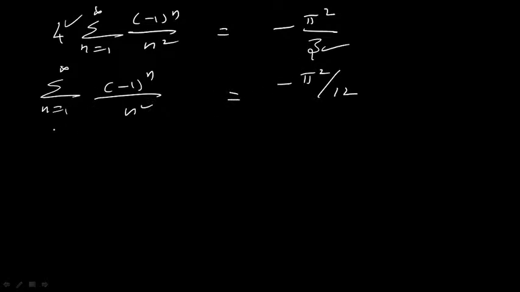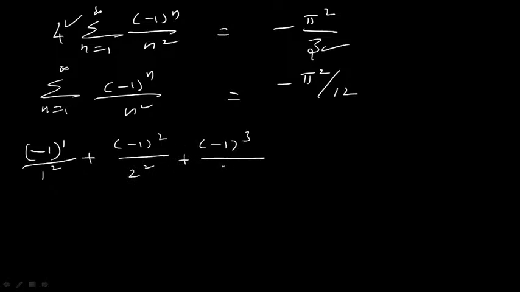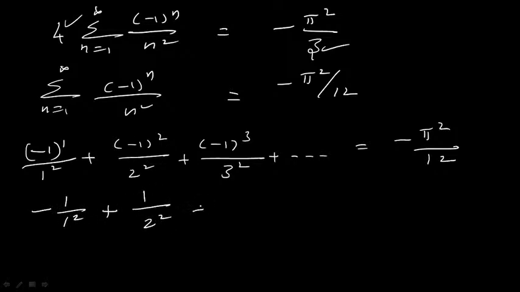Expand this series first by putting n equal to 1, 2, 3, etc. If you replace n by 1, minus 1 whole power 1 by 1 square. If you replace n by 2, minus 1 whole square divided by 2 square. If you replace n by 3, minus 1 whole cube divided by 3 square, plus etc. That is equal to minus pi square divided by 12. So minus 1 whole power 1 is minus 1 by 1 square here, plus minus 1 whole square is plus 1 divided by 2 square, plus minus 1 whole cube, that is an odd term, so you have minus 1 by 3 square plus etc. That is equal to minus pi square divided by 12.